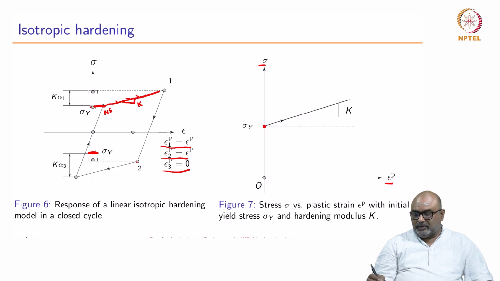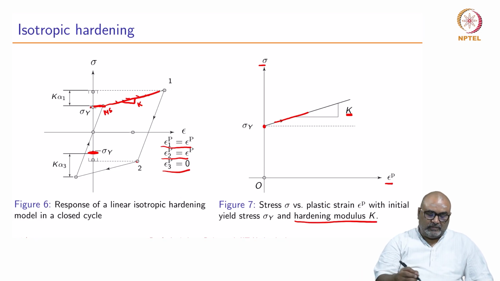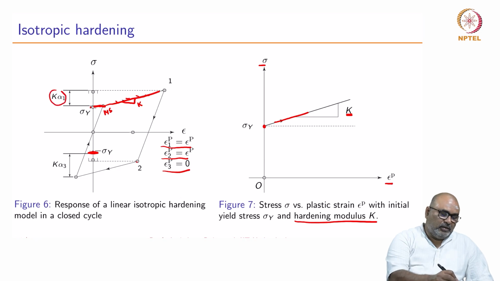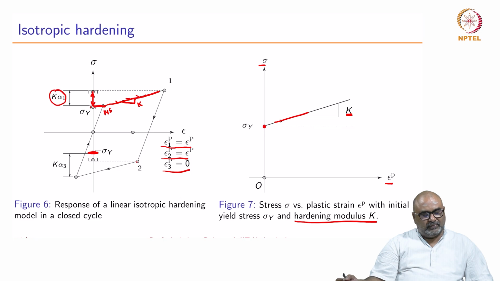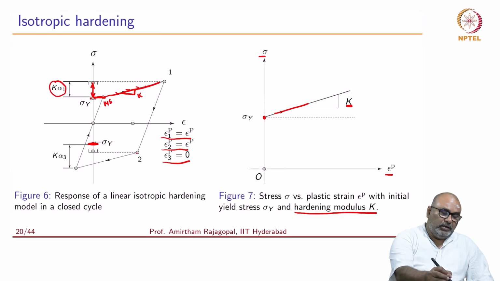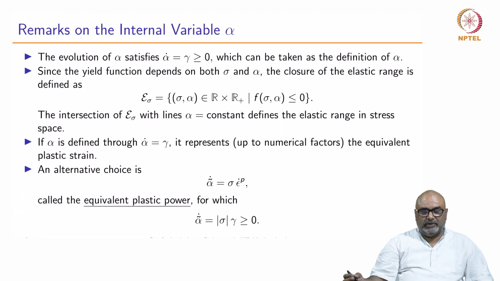When we look at the stress versus the plastic strain, up to the initial yield ε^p is equal to 0, but beyond the initial yield ε^p is going to increase in a linear fashion, and the slope of that line is given by the isotropic hardening modulus, which is denoted as k, and the amount of stress given by k times α is going to define the extent of increase in the yield stress value beyond the initial yield point, and that causes the expansion of the yield surface.